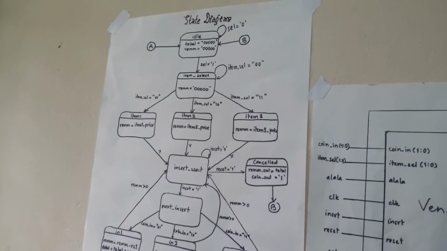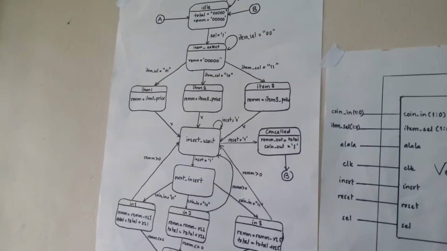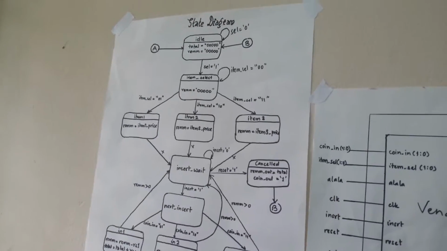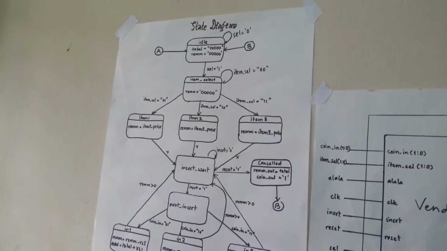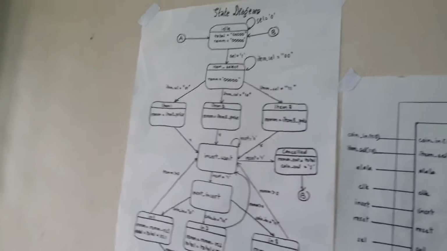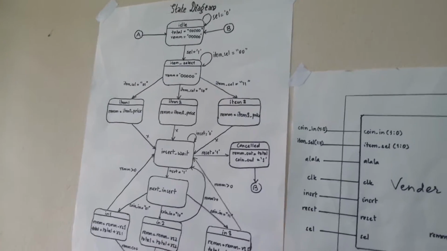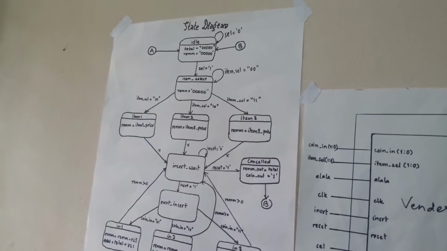Then it enters into the state that defines which item it is. In this state, the value of RAM is awarded. RAM value is the current remaining coin to be inserted for the current item. After this, it enters insert wait state. In this state, it waits until a coin is inserted.